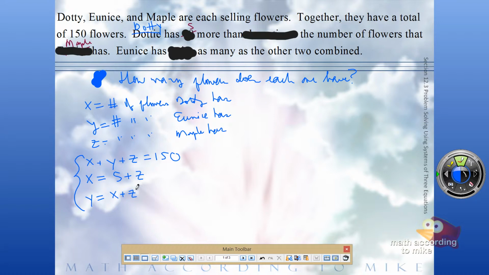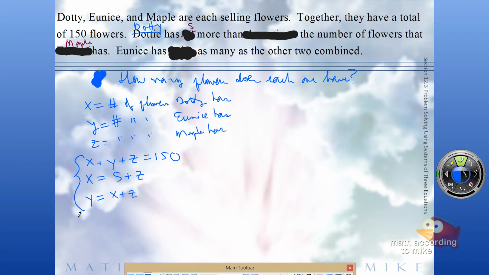Yay. Typically, we like to write it with the variables on the left, constants on the right. The first equation is already set up for that. The second equation, I'm going to bring that Z over. Leave the 5 right where it is. Last equation, I'm going to bring the X and the Z over.